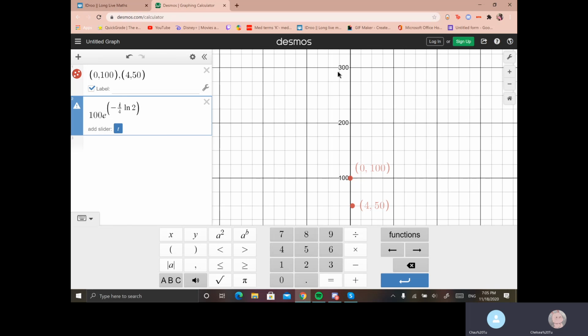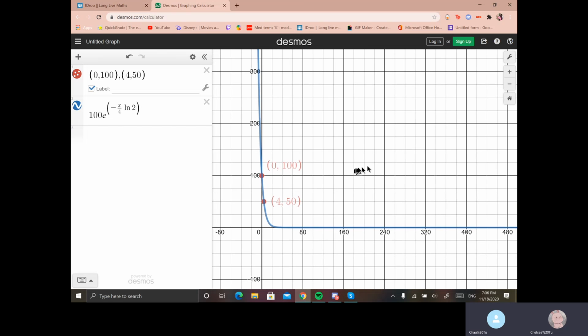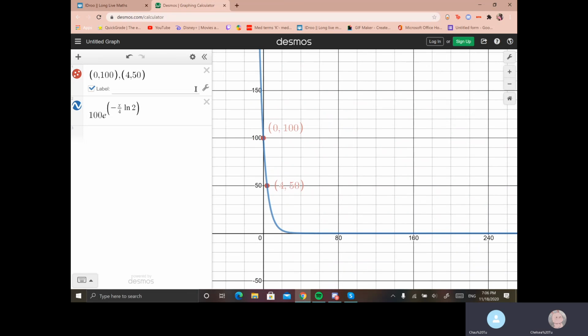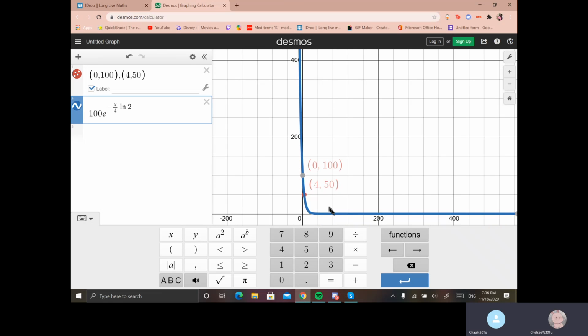Chelsea, that t is supposed to be an x because Desmos doesn't understand t. Beautiful. But Chelsea, get rid of the brackets because it just litters the place up. Now it goes through there.